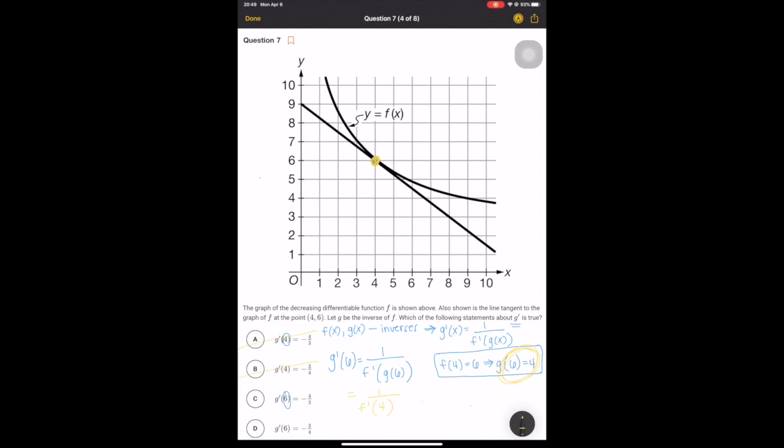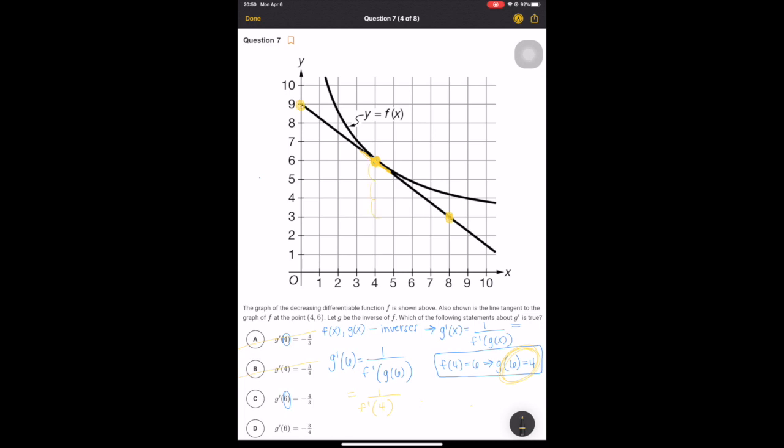F prime of 4 means a derivative at 4, right? Or the slope of the tangent line at 4. So we need to find the slope of this line, and we can do that by counting. Let's see if we can pick a good point. From here to here. Okay, so we count the slope.